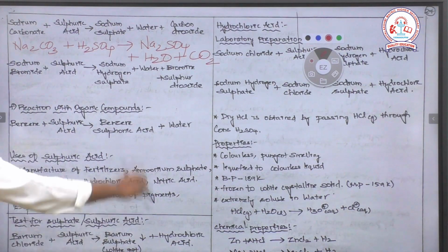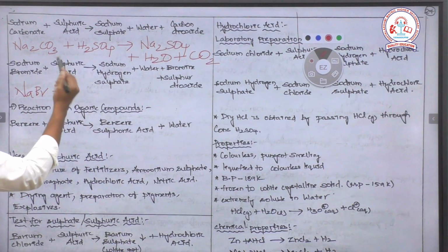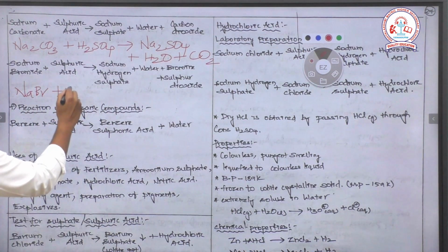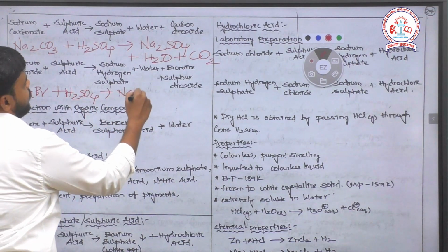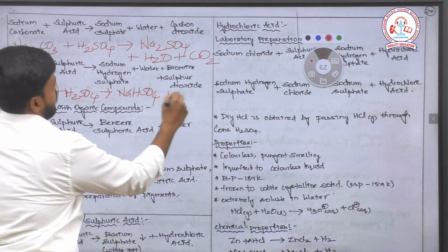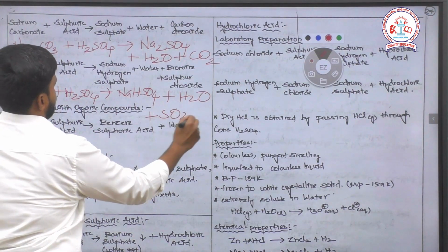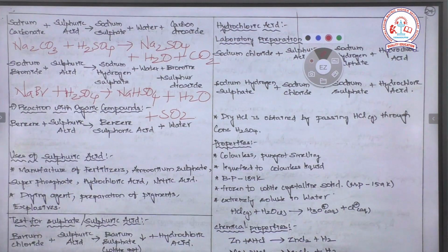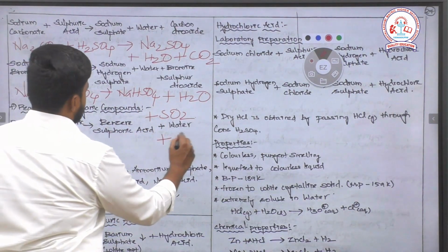The equation is balanced. Then it reacts with sodium bromide, it forms sodium hydrogen sulfate. So with sulfuric acid, it forms NaHSO4 plus H2O plus SO2. So let's check the balancing. NaHSO4 plus water plus bromine I have left, Br2.